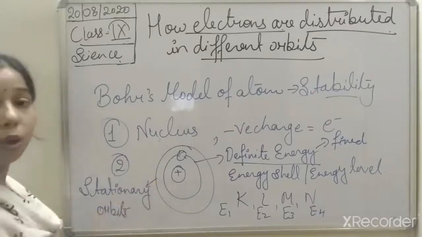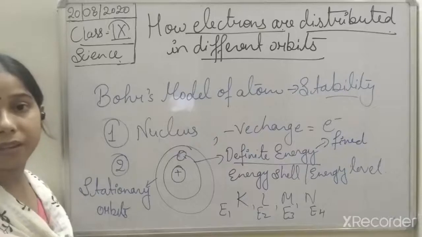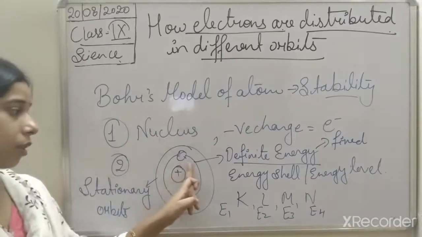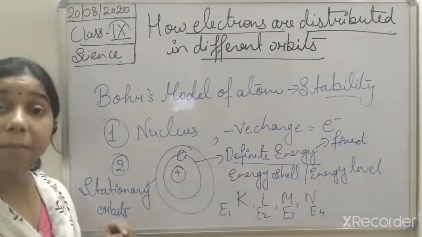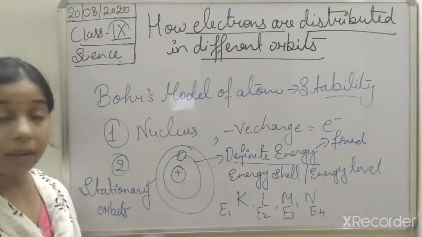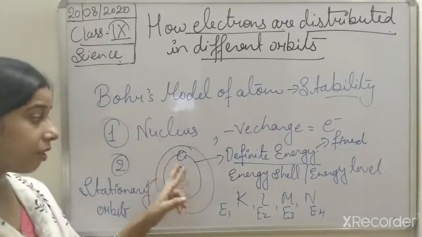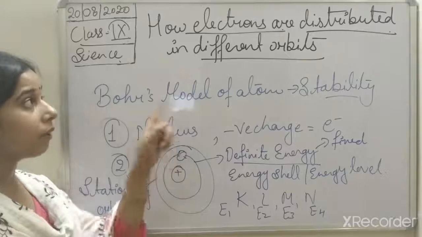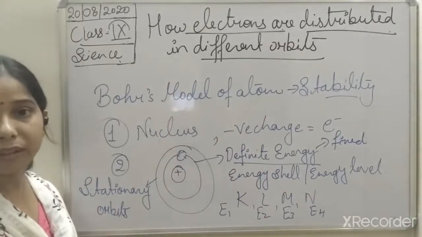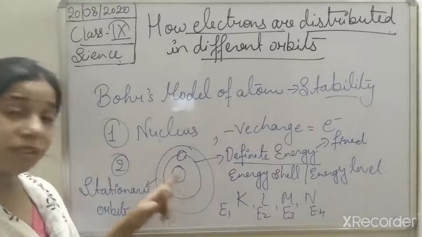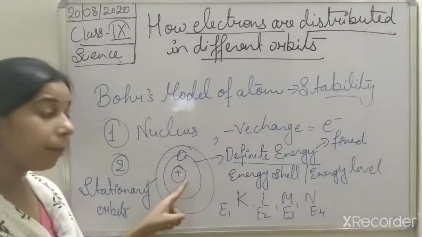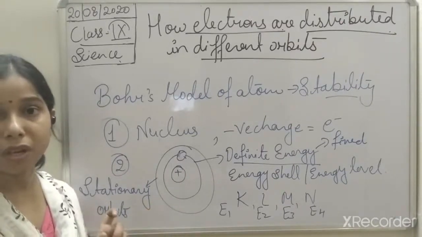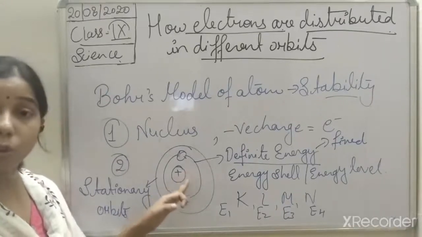So these orbits are also known as stationary orbits since the energy is fixed here. Okay, so energy is fixed here. Now you see here, students, the electron which is having the minimum energy, where will it be? It will be present at the shell which is near the nucleus. This you should remember because it is very important when we understand the concept of electronic configuration. The electron having the minimum energy will be present in that particular energy shell which has the minimum energy, which will be very close to the nucleus.